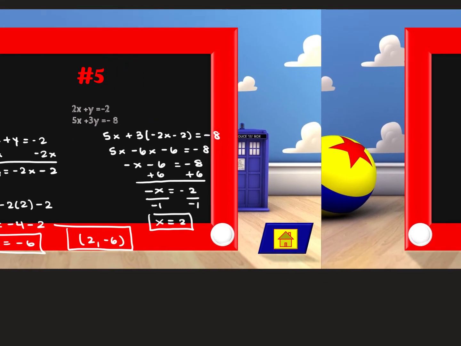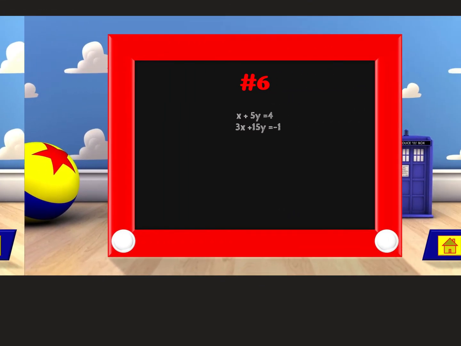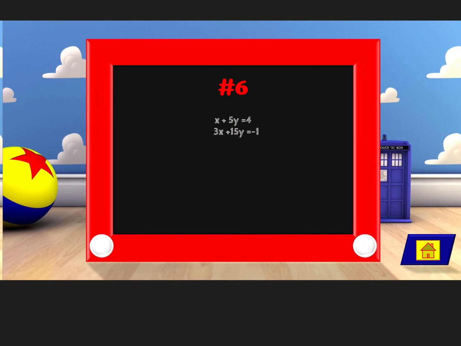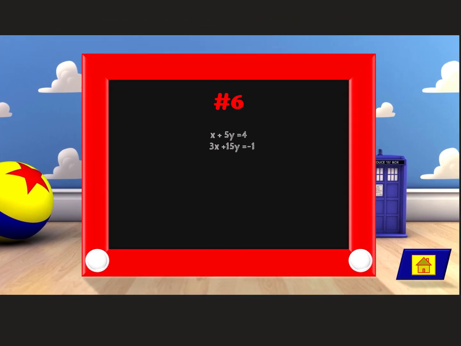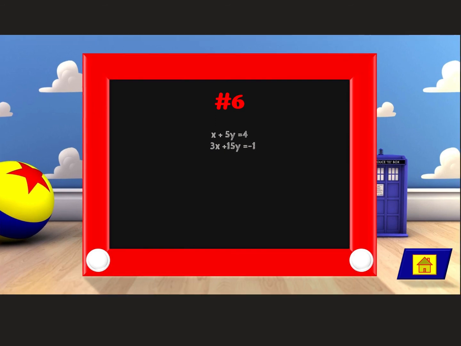All right. So now I want you to pause the video and try number 6. Same situation. We are given two equations where neither one of them is solved for a variable. So look for the one that has a leading coefficient of 1. Here, unlike the other examples where y had the coefficient of 1, x has the coefficient of 1. So we're going to solve for x.